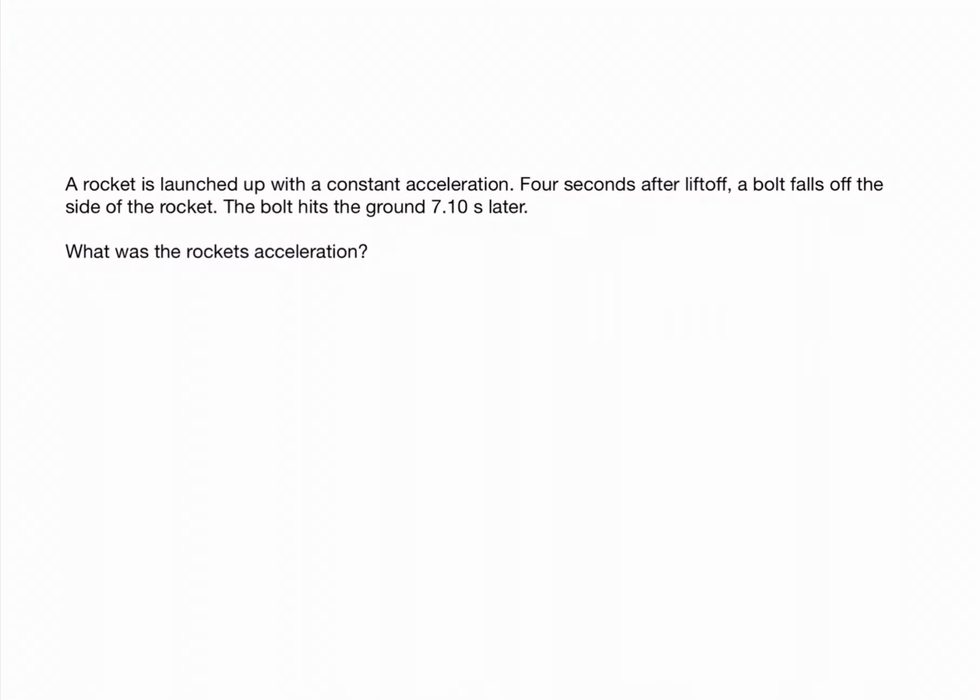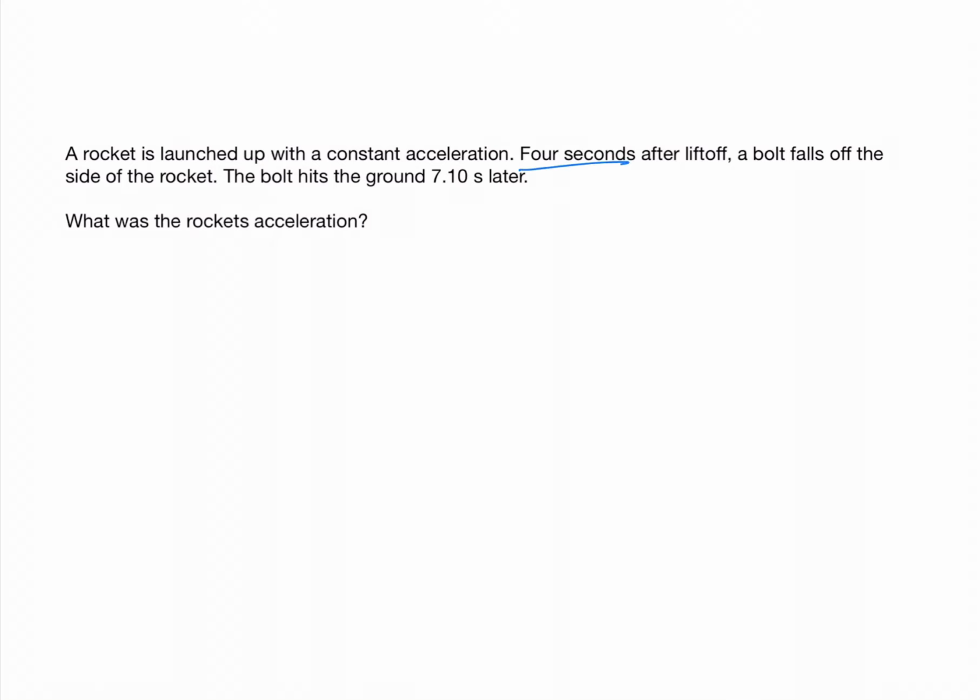Alright, this is the next kinematics problem we're going to look at. So let's read the question. It says a rocket is launched up with a constant acceleration. 4 seconds after liftoff, a bolt falls off the side of the rocket, and the bolt hits the ground 7.1 seconds later. And we're looking for the rocket's acceleration.